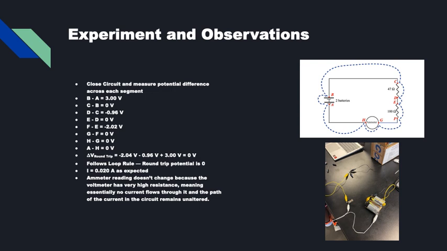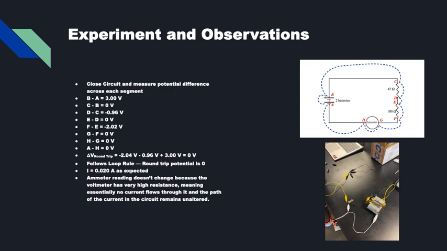So for the experiment continued, we were then to measure the potential difference across each segment of our circuit. And here are the measurements we took. And then the delta V round trip was 0, which follows the loop rule. And our I was 0.02 amps as expected.